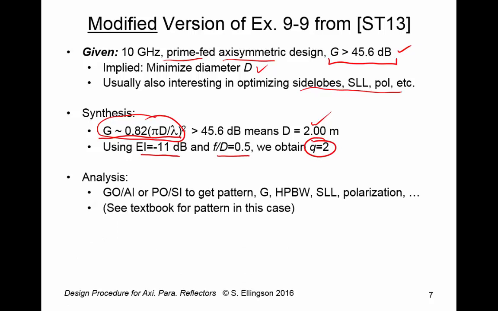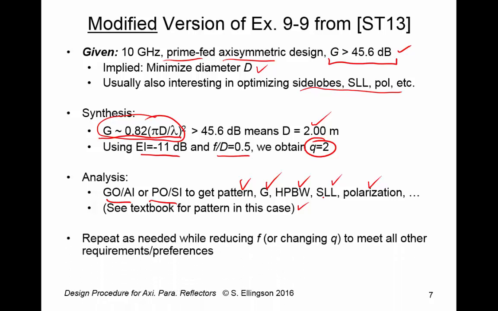The analysis is very simple. You can do it by GO and you can do it by PO. You get the pattern. You can get the gain. You can get the half-power beam width, the side lobe polarization, and so on. And those things are shown in your book, so I'm not going to repeat them here.